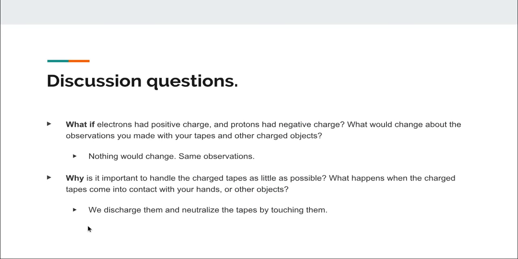Finally, to answer some of your discussion questions, the first discussion question is, what if electrons had positive charge and protons had negative charge? What would change about the observations you made about your tapes and other charged objects? I think that nothing would have changed.